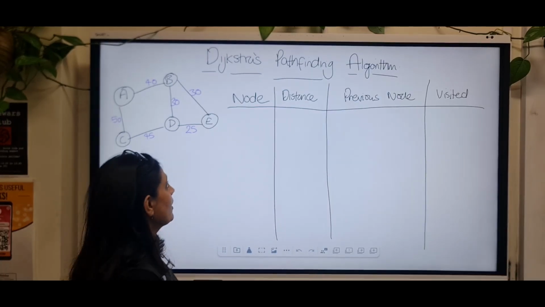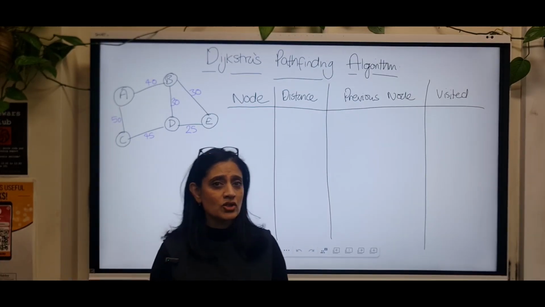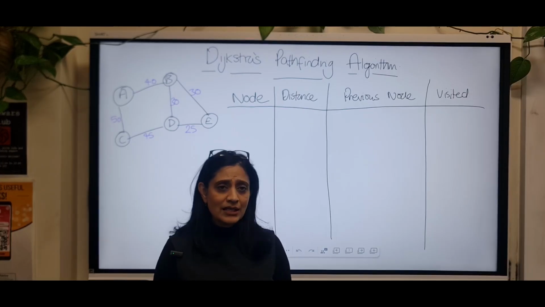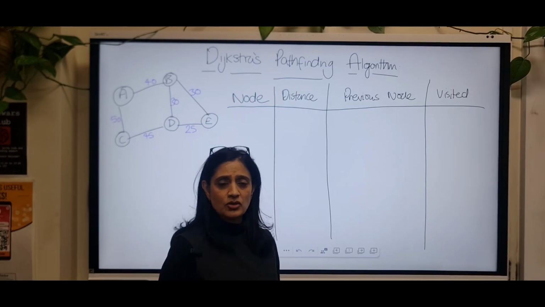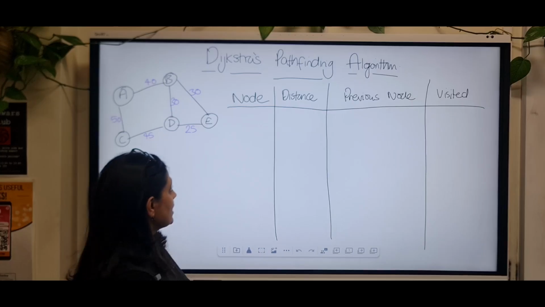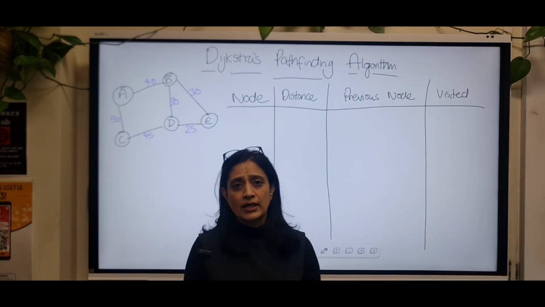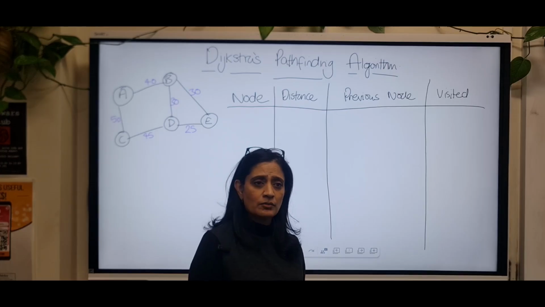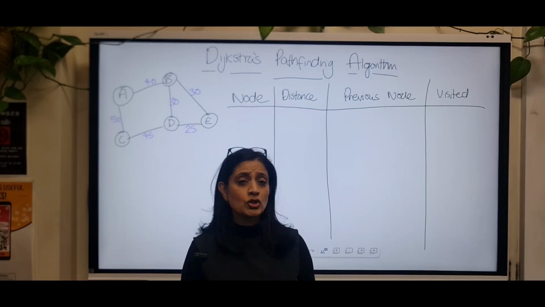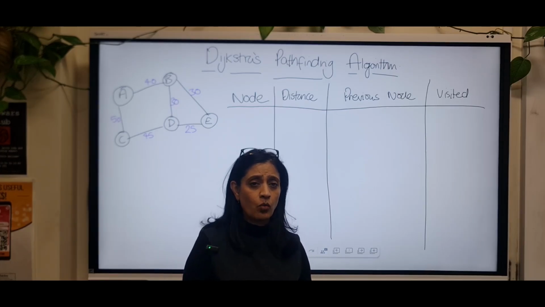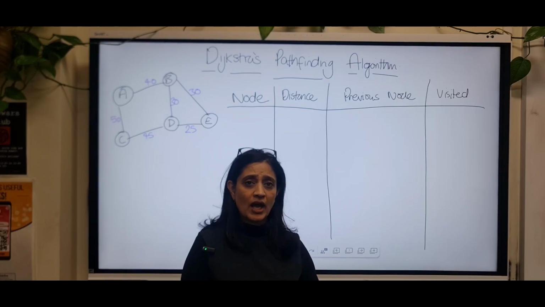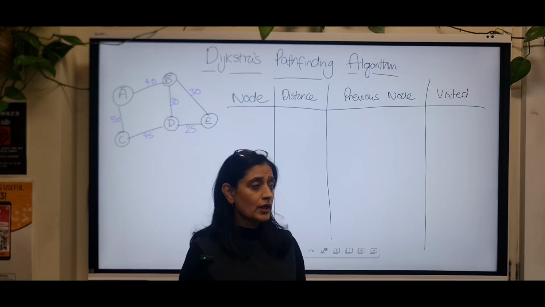So, Dijkstra's pathfinding algorithm, this is normally a topic that students tend to struggle with a little bit, but I'm going to try and make it as easy as I possibly can. The first thing that we need to understand is why Dijkstra's is used. Now, this is a pathfinding algorithm that is used to find the shortest path between one point and the destination.